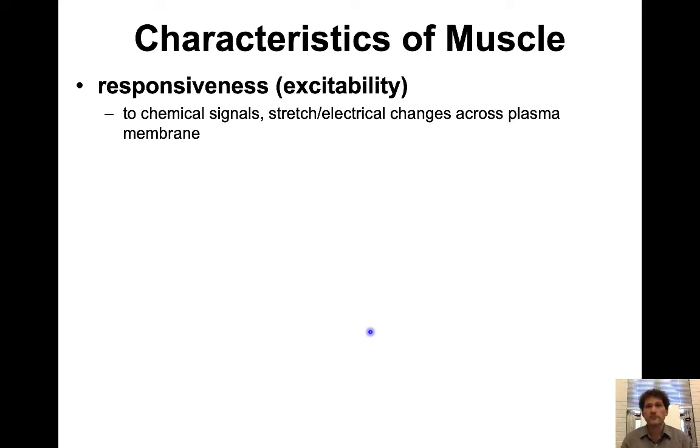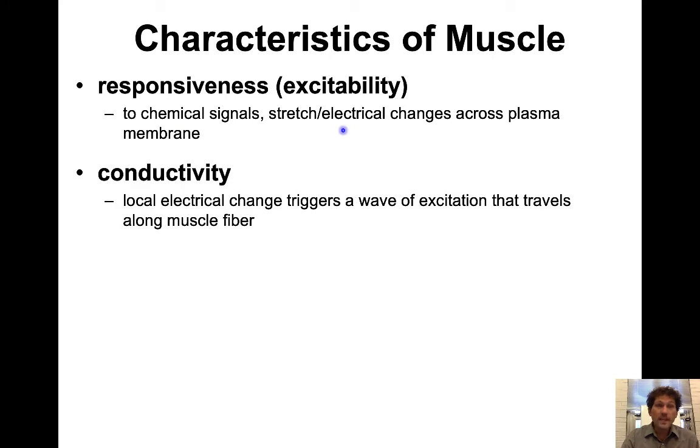So some characteristics of muscle is that it's responsive. It is excitable, just like we saw with neurons. It's excitable, and so it responds to chemical signals. It can stretch, and it has electrical changes that pass along its plasma membrane. It conducts, so just like we saw with those neurons conducting an electrical signal via an action potential, here we're going to see that same thing happening where we have some kind of electrical change that's going to stimulate that action potential to travel along that muscle fiber, or remember, muscle cell.